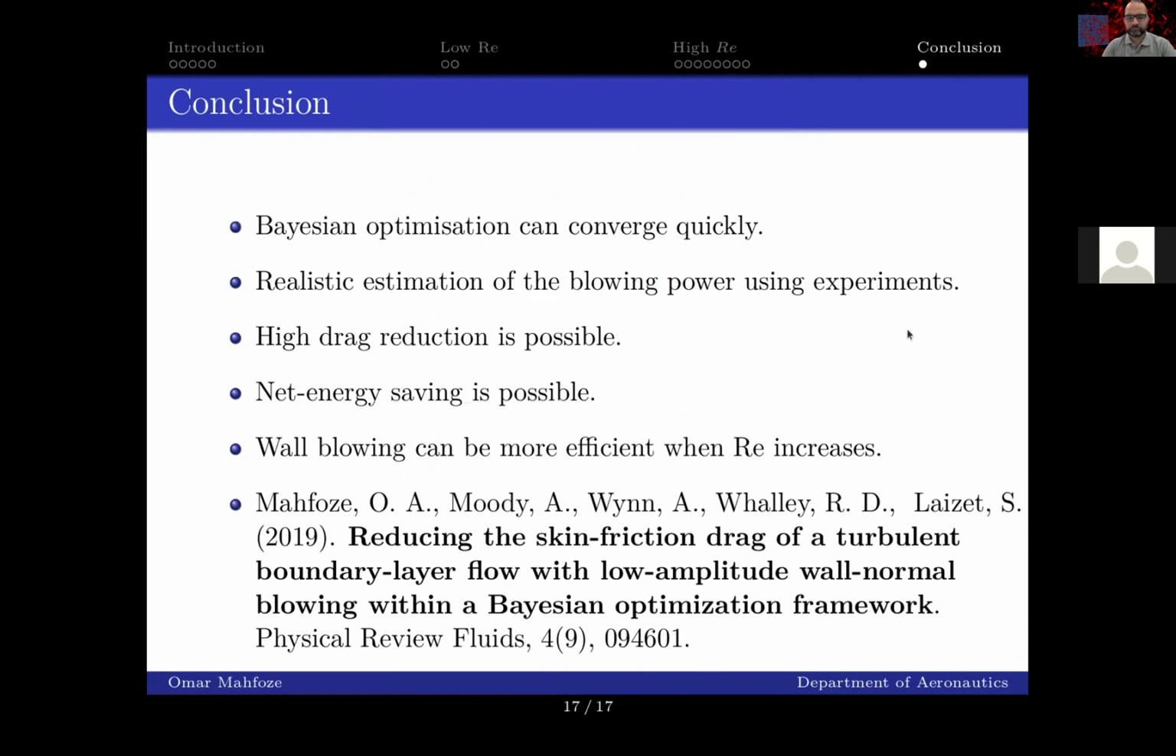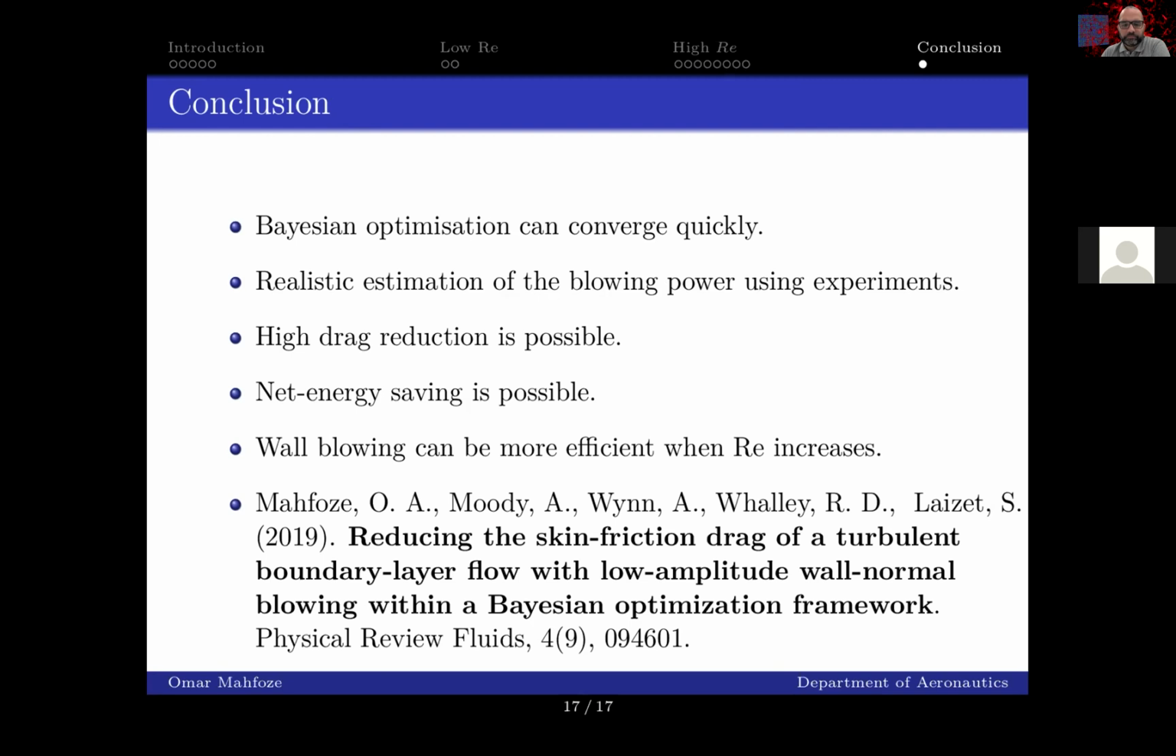So to conclude my work, we use Bayesian optimization that can converge quickly. With a few iterations, we managed to find an acceptable drag reduction, and we are confident that this is a convergent one. The other one, we applied a realistic estimation of the blowing power using experimental results. And with that, we found that we managed to achieve net energy saving as high as 3% and drag reduction as high as over 85%.